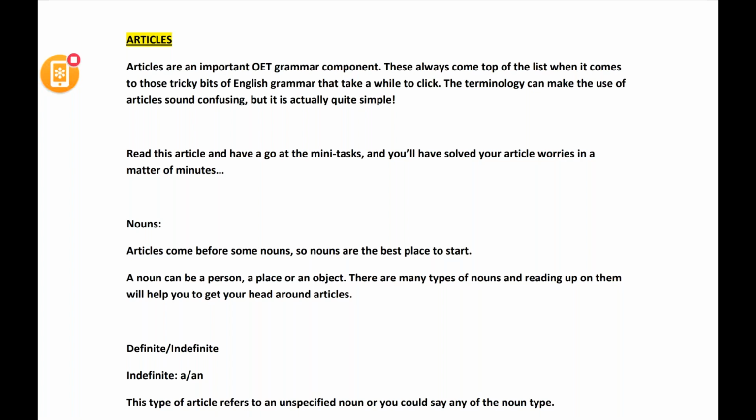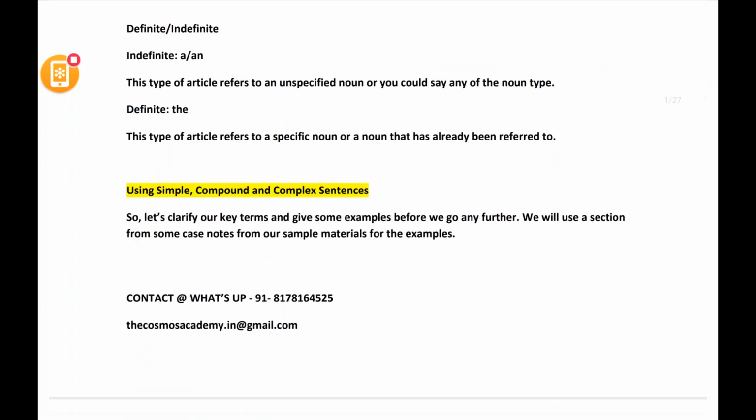Okay, so what you need to keep in mind, a and the, which I already told you. A and an we use when there is an unspecified noun. You don't know about it, it is unspecified. And the we use with the definite noun when it is fixed, that has already been referred to. That's what I told you, if it's a repeated one.